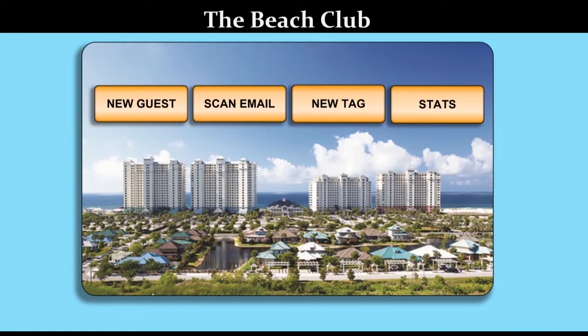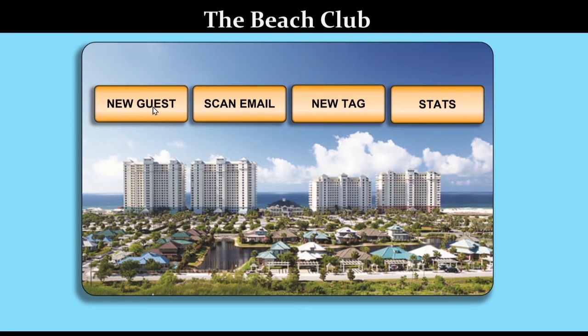So this is the main menu for the front desk. There are 4 key tabs on it: new guest, scan email, new tag, and stats. 90% of the time, it's always going to be new guest. Anytime somebody arrives, ask for their driver's license and their rental information.